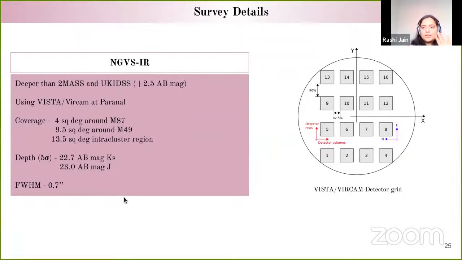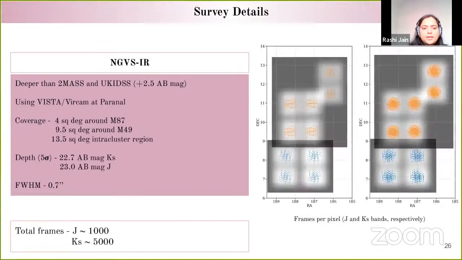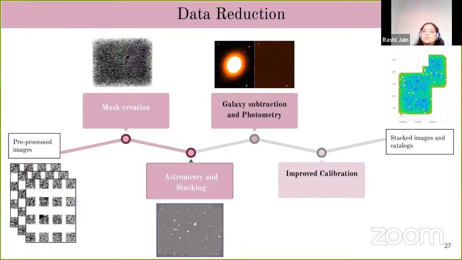So this is just a technical detail of what the detector of the VISTA telescope looks like, and maybe I can just skip the technical part of the slide and move on to data reduction.